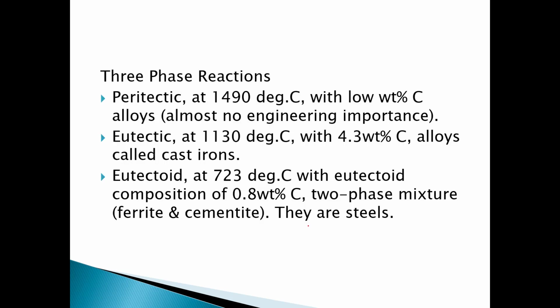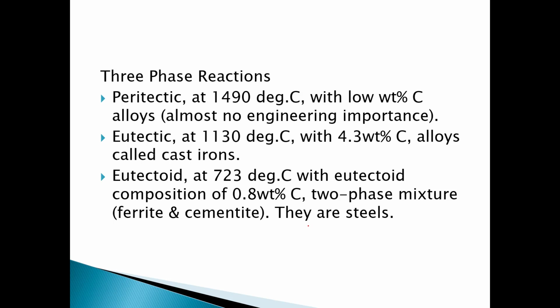Three main phase reactions are peritectic at 1490 degrees Celsius with low weight percentage of carbon alloy. Eutectic at 1130 degrees Celsius with 4.3 weight percentage of carbon alloy is called cast iron. Eutectoid at 723 degrees Celsius with eutectoid composition of 0.8 weight percentage of carbon, two phase mixtures, that is ferrite and cementite. They are steel.